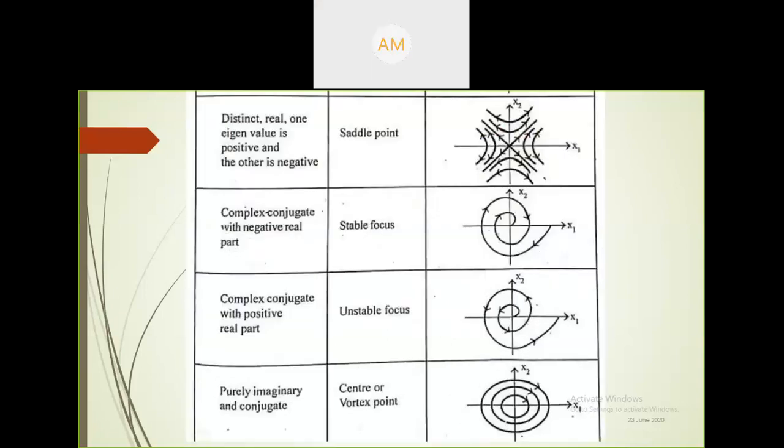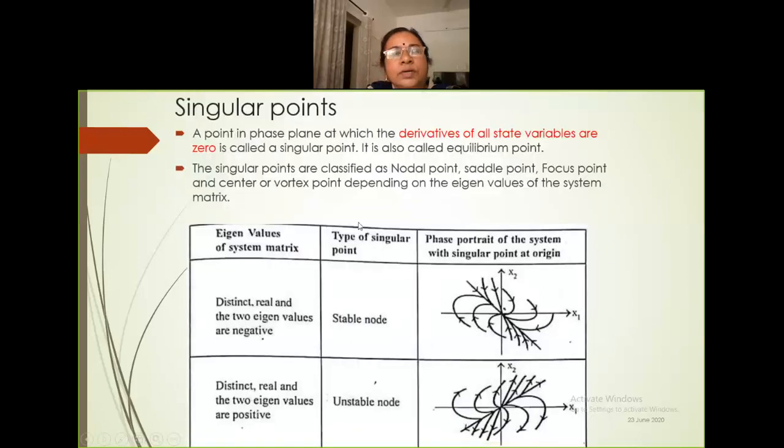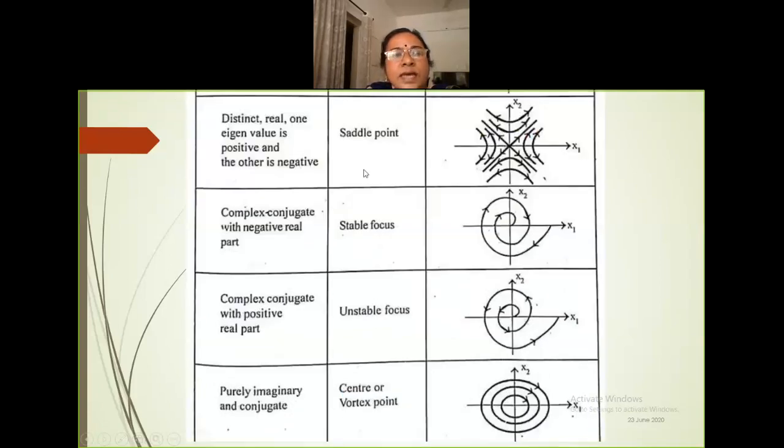Now another case can occur. One root or one eigenvalue is positive and the other is negative. Then that is called a saddle point. That one is called a saddle point. What is one type of singular point? We are familiar with the stable node, the unstable node, and the next one is the saddle point.